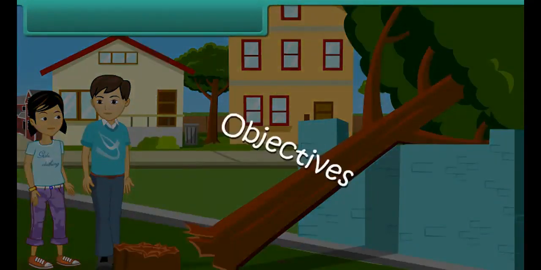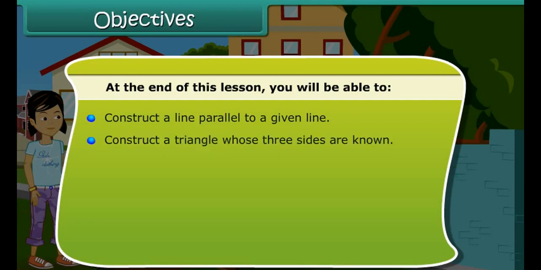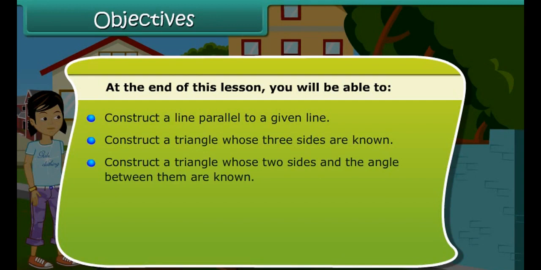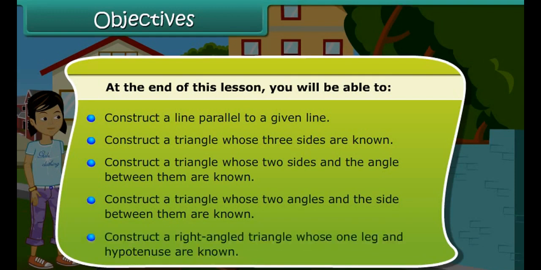Objectives. At the end of this lesson, you'll be able to construct a line parallel to a given line, construct a triangle whose three sides are known, construct a triangle whose two sides and the angle between them are known, construct a triangle whose two angles and the side between them are known. Construct a right-angled triangle whose one leg and hypotenuse are known.